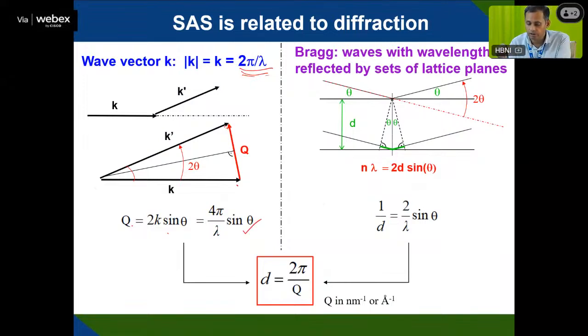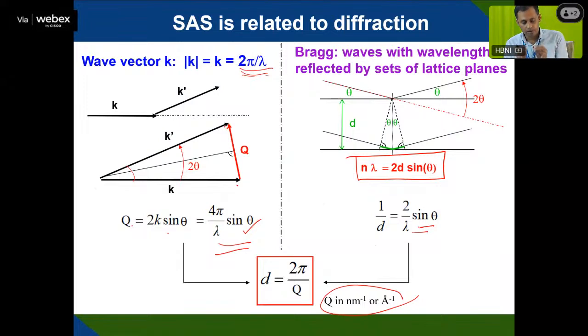And similarly, if you consider Bragg's law, as we have already discussed, n lambda equal to 2d sine theta, you can express 1 by d equal to 2 by lambda sine theta. If you compare these two expressions with sine theta, you will be able to see that d equal to 2 pi by Q. So Q is expressed in nanometer inverse or in angstrom inverse.